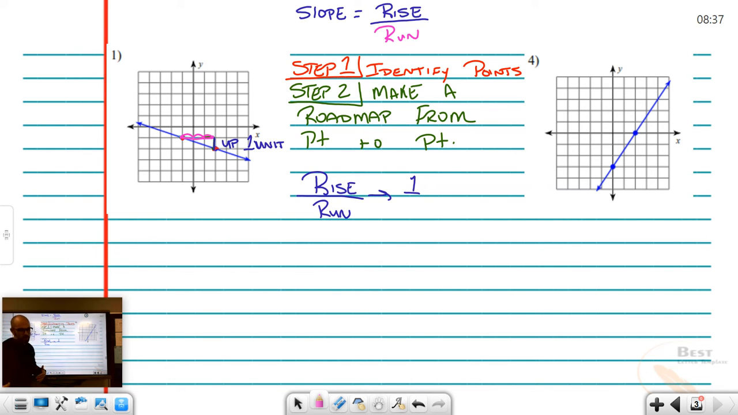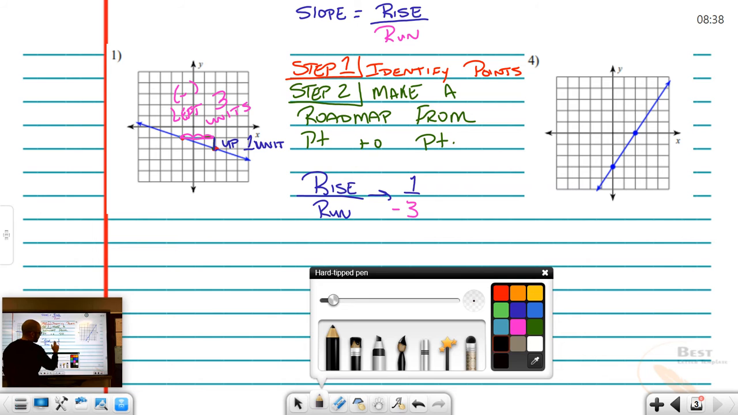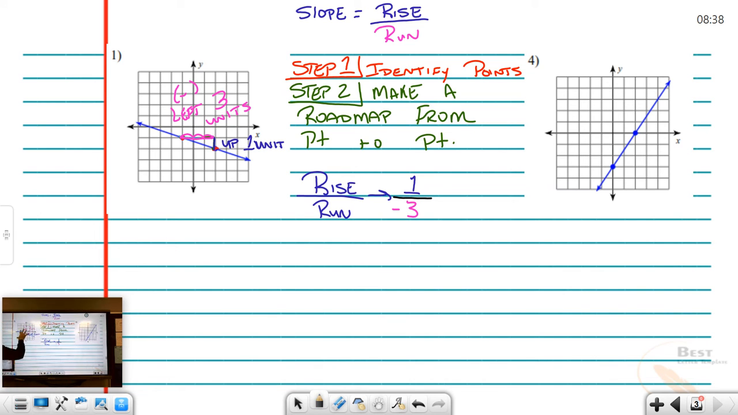Which direction did I run? Okay, that's what can be confusing. Think about a number line. If this right here was a number line, and I went left, okay? I went left 3 units. Left is negative. Got a number line, left of 0 is negative. So if I go left 3 units, it's negative 3. So my slope for number 1 is 1 over negative 3.